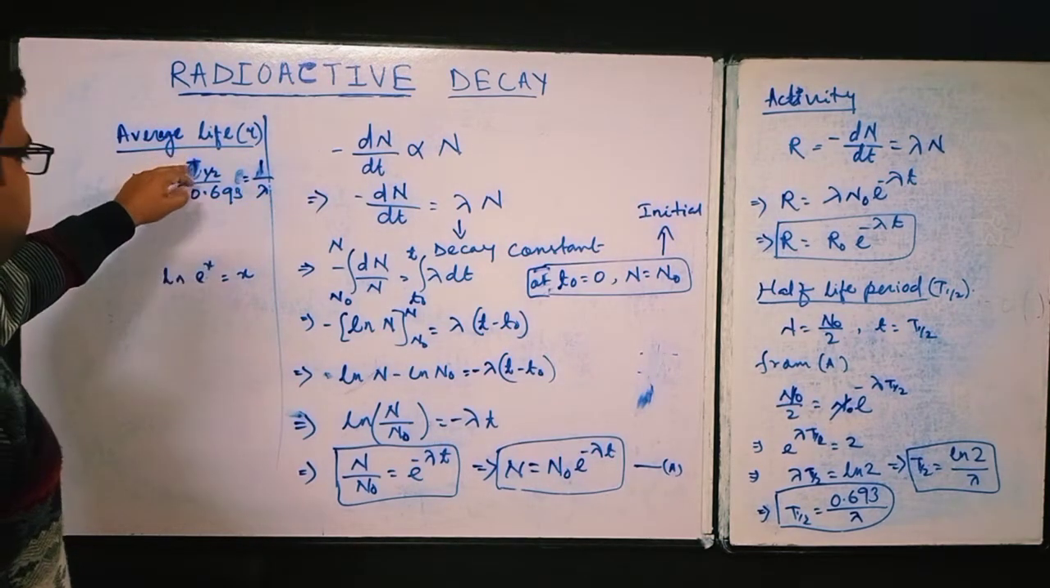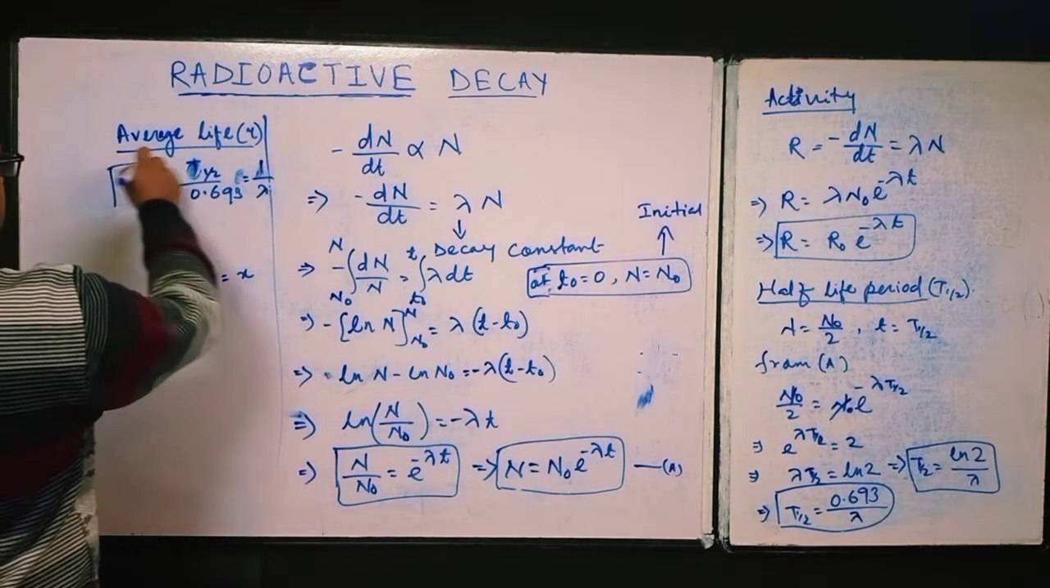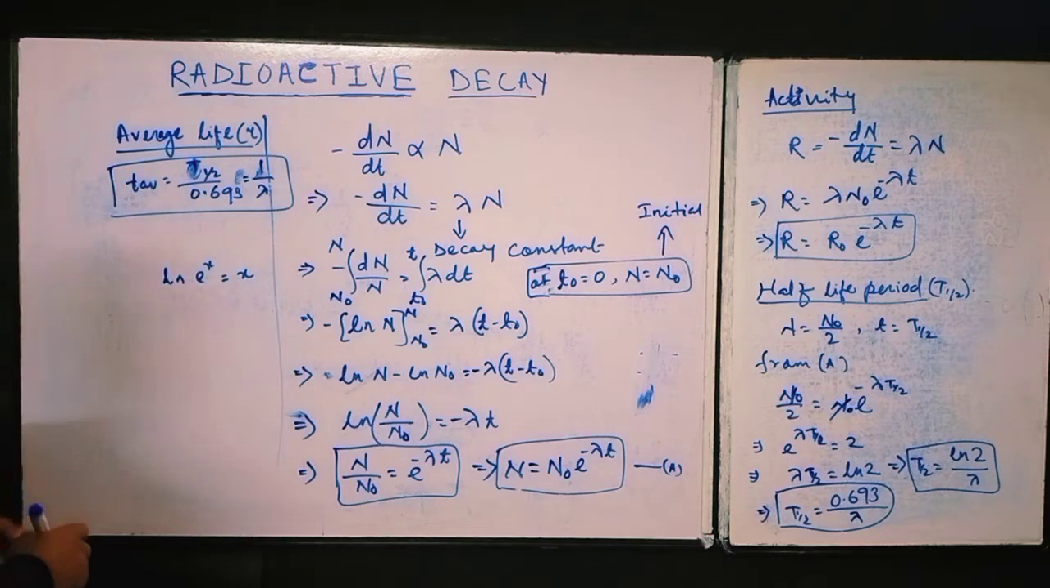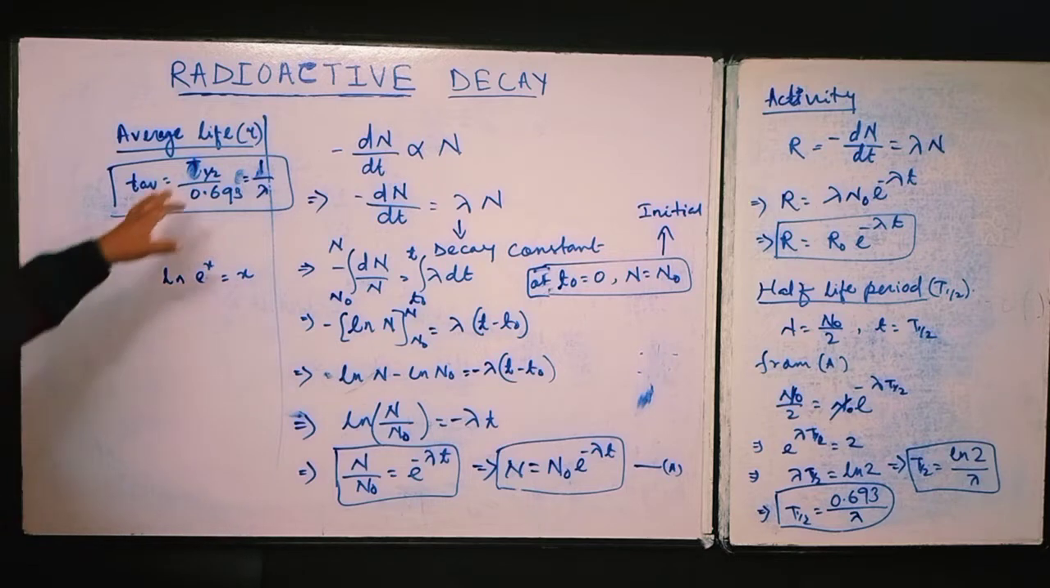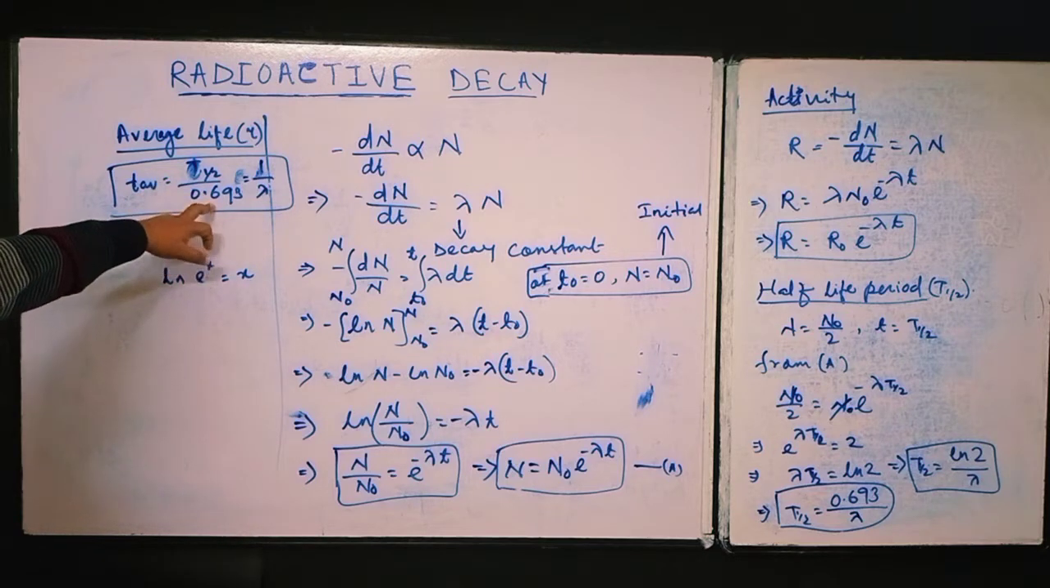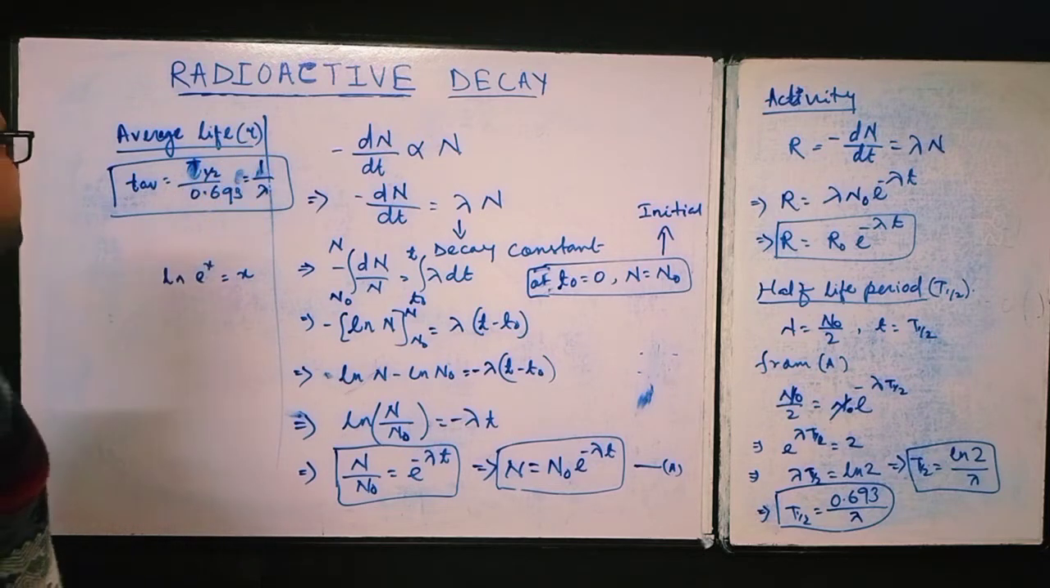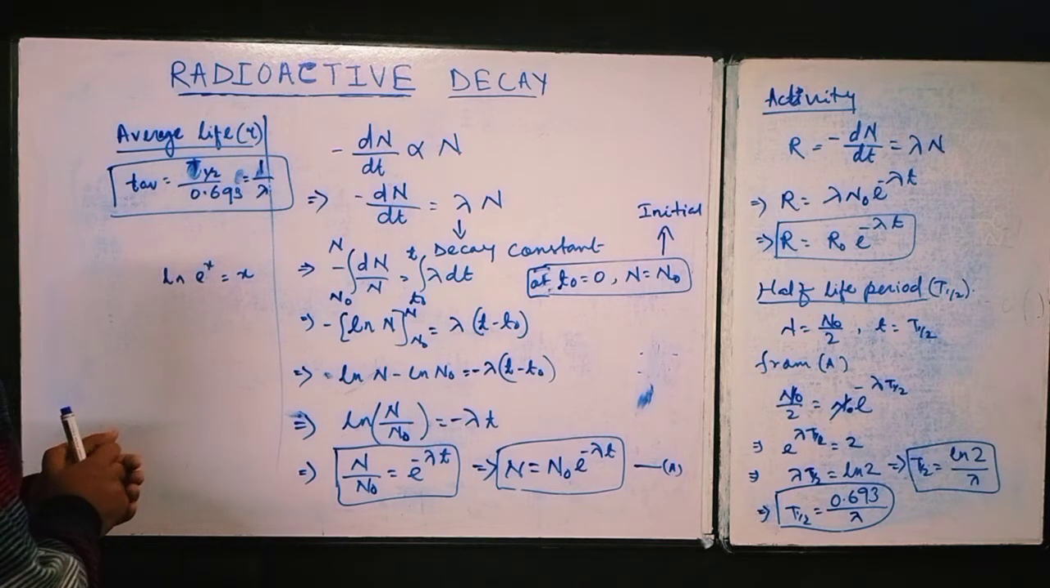So you remember this relationship: t average equal to t half by ln 2, or 1 upon lambda, is your t average.